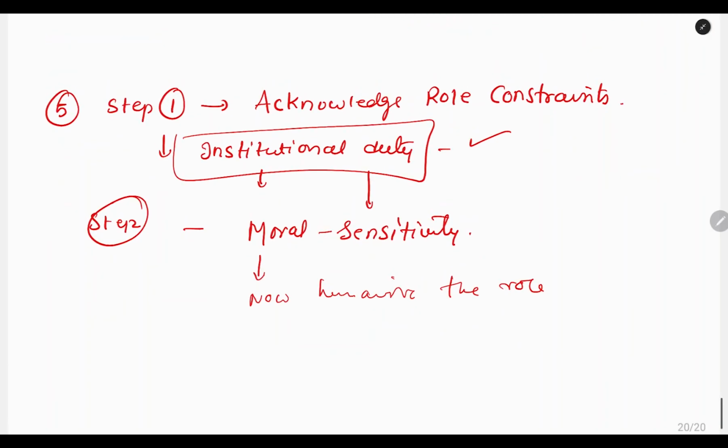For example, at the same time, ethical governance requires sensitivity to the human consequences of administrative action. So, despite you following rules, laws, and procedures, those procedures, laws, and rules can conflict with the moral sensitivity of the public also. So how you are balancing is a major role. By this line, you can introduce the moral sensitivity of the public.